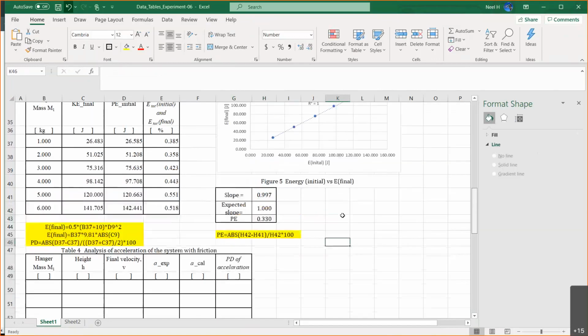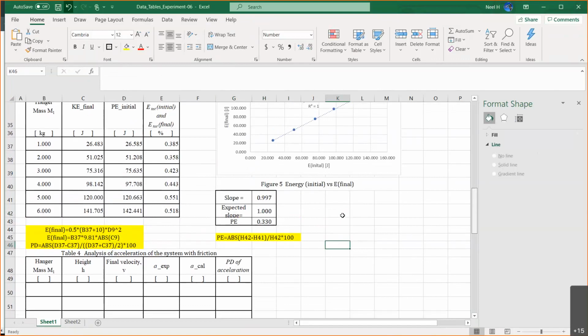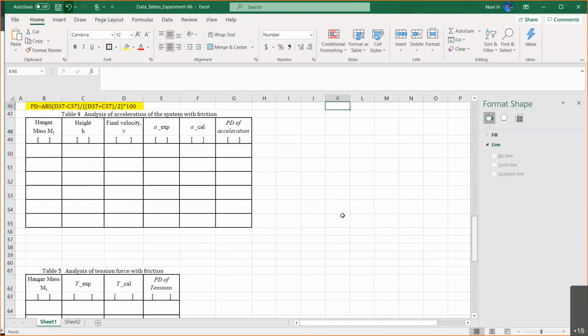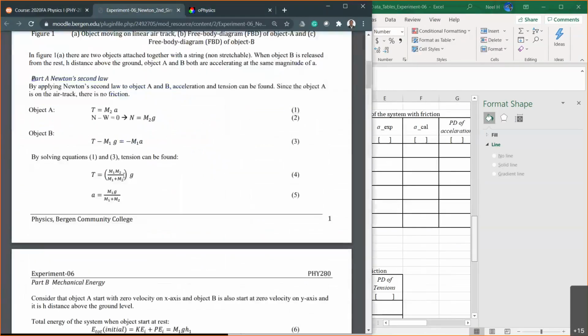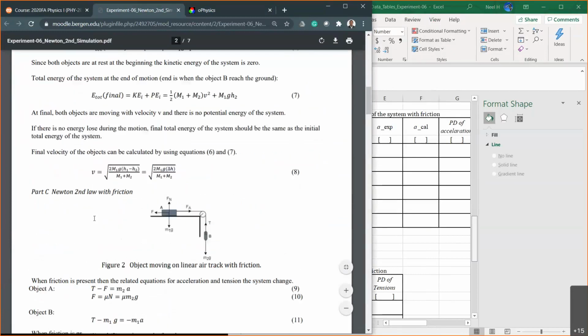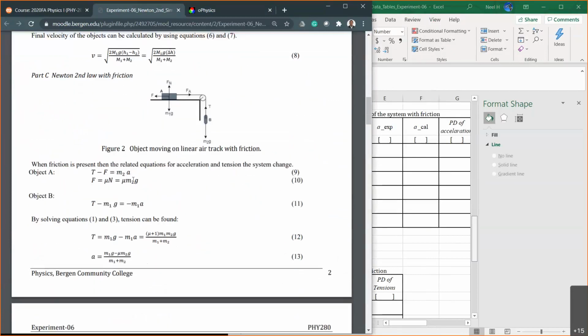Okay, now let's continue to the next part, the last part of the experiment. Part C, mechanical energy we just did. In Part C, we're going to apply the friction. Now you have a little bit of an idea about friction. We discussed it last week, right? We're going to continue with a lot of questions this week too.